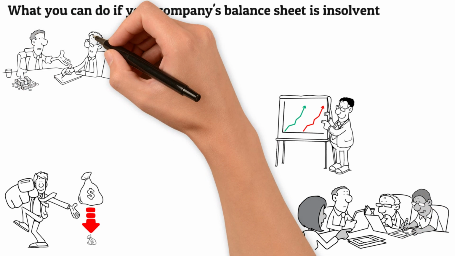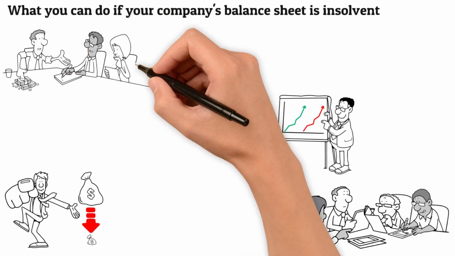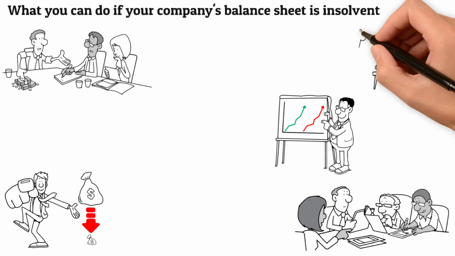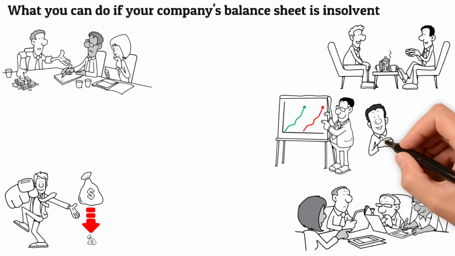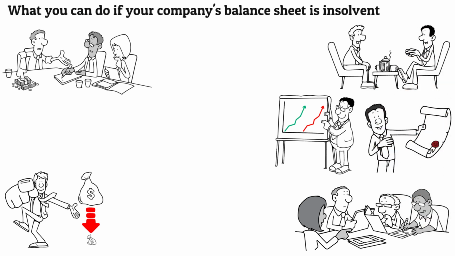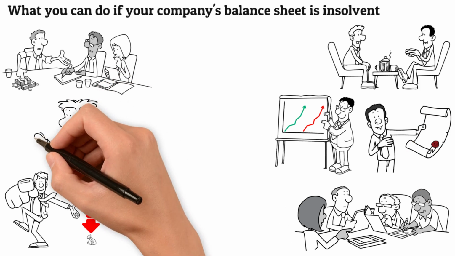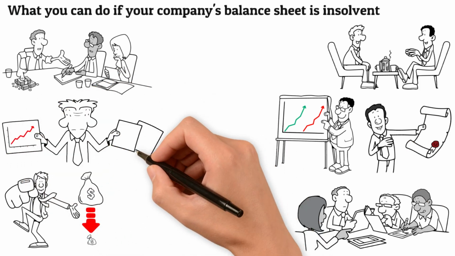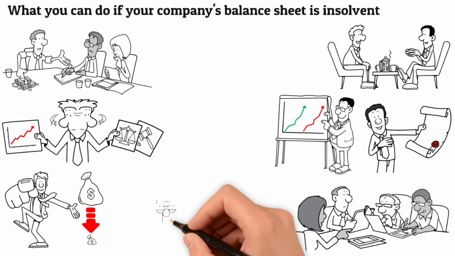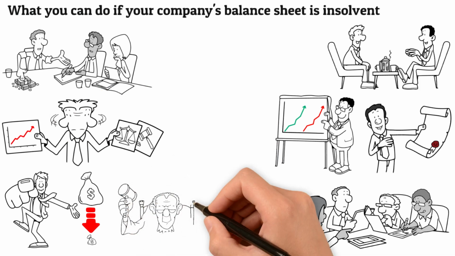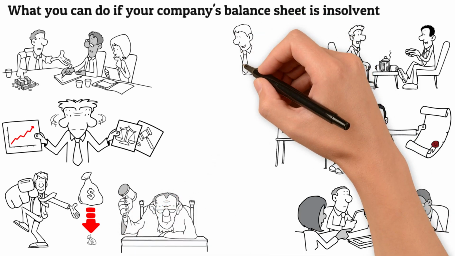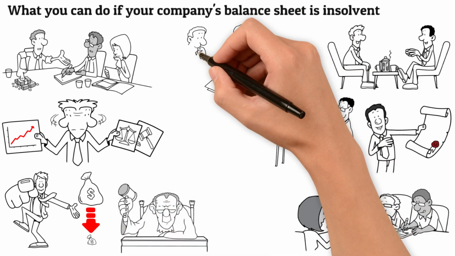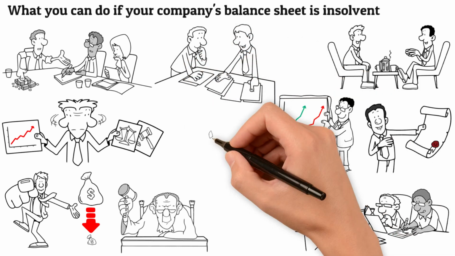This includes taking steps such as restructuring debt and negotiating with creditors, seeking financial advice from accountants or insolvency practitioners, exploring formal insolvency processes such as voluntary administration or liquidation, or even pursuing legal action against directors of the company. The way forward depends on the particulars of each situation, so it is important to seek professional advice before making any decisions.